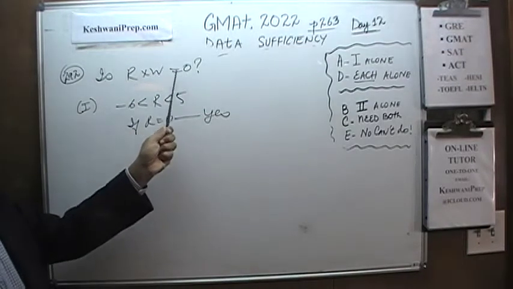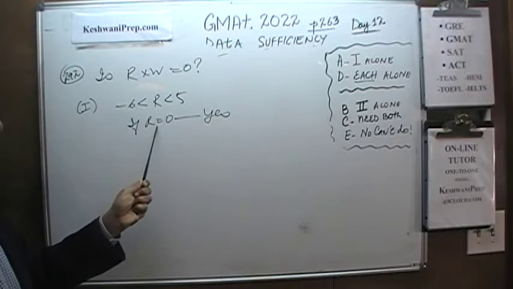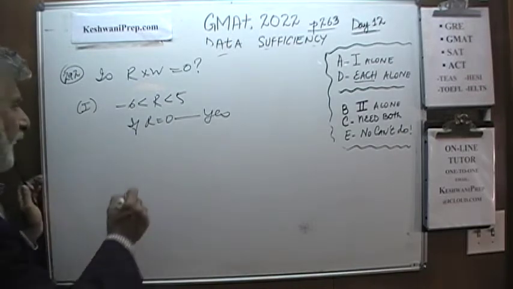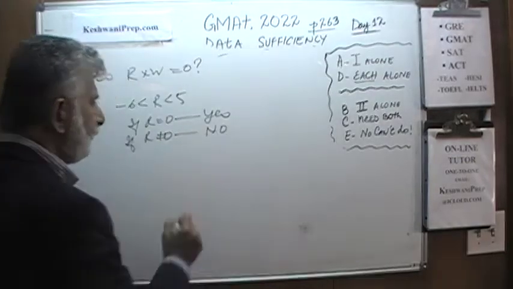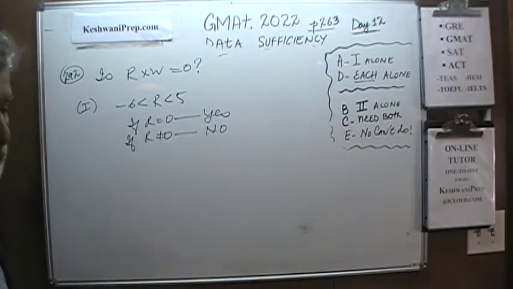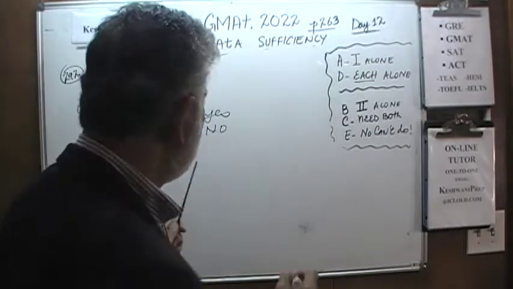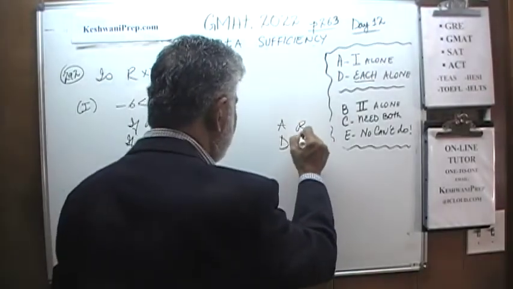The question was, is R times W 0? Well, it doesn't matter what W is, as long as R is 0, then the answer is yes. But if R is not equal to 0, then the answer is no. R could be anything, which means the first statement by itself is not enough. A, D, B, C, E.